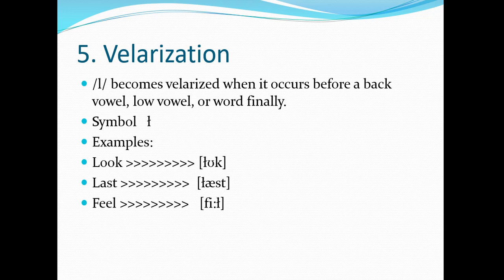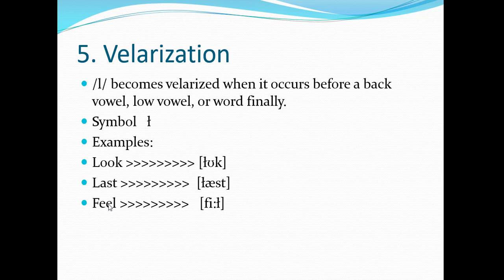In some dialects of English, there are two different l's, okay? The alveolar and the velarized. A velarized l results when the back of the tongue is raised toward the velum. This happens when l occurs before back and low vowels and word finally, as in the words look, and also the words lack or last, and the word feel.